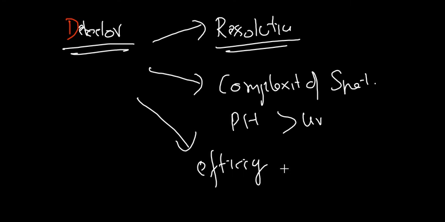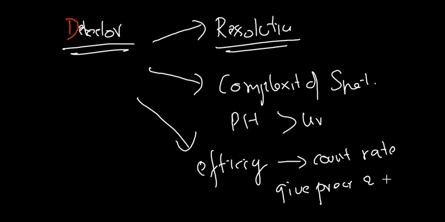The efficiency actually determines the count rate that can be expected. That is the time that is required to achieve a given precision and sensitivity. What is the count rate? That is a very important parameter. These are the parameters to be considered when you are choosing your detector.